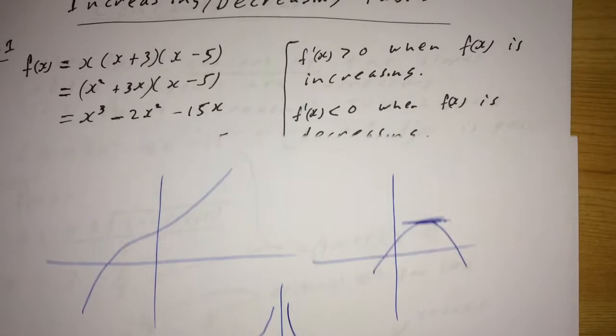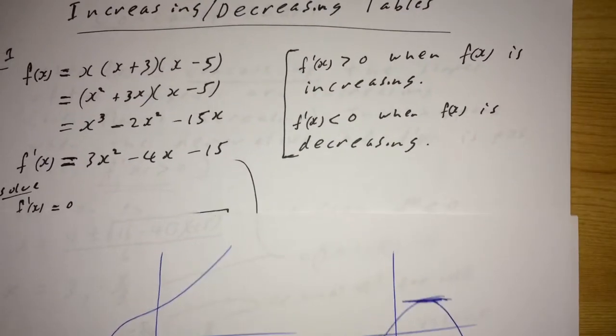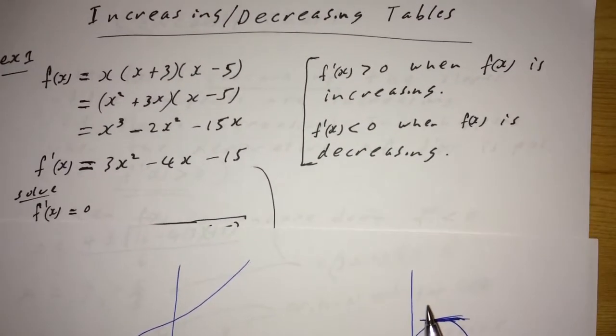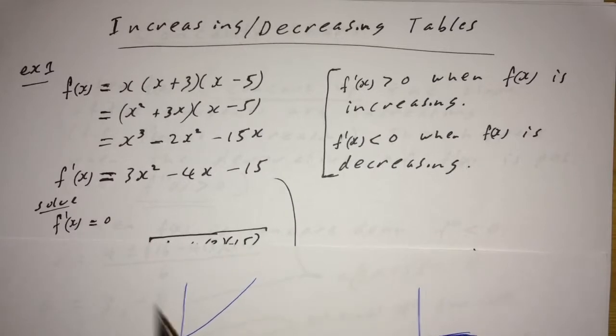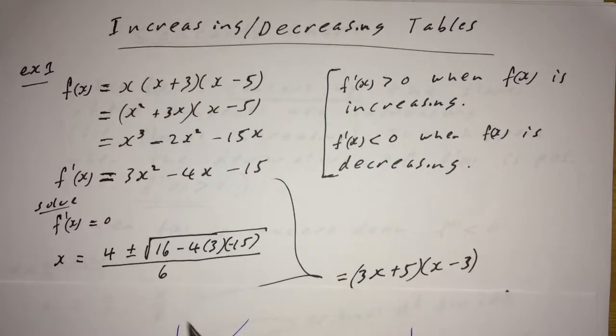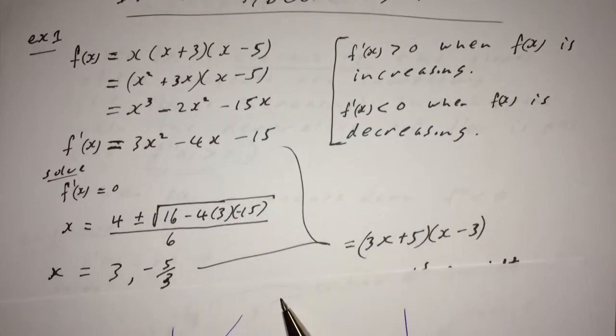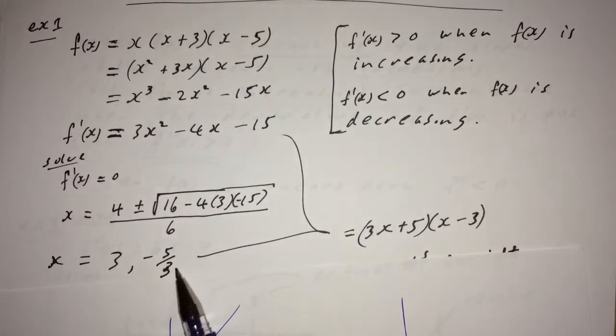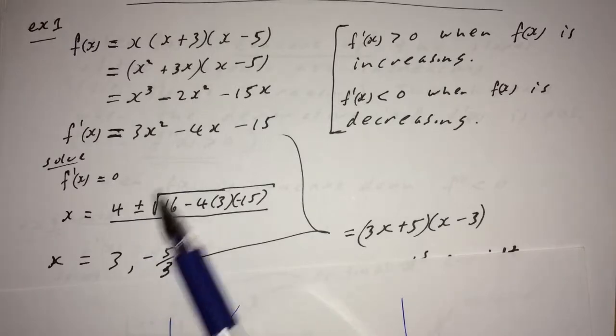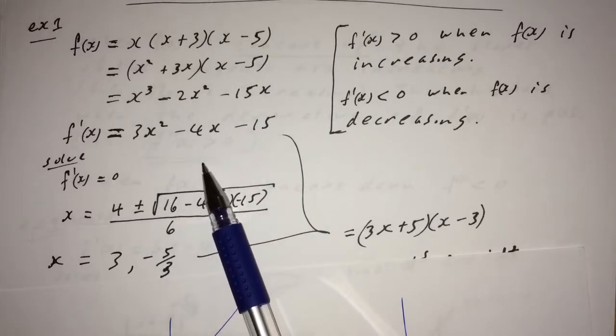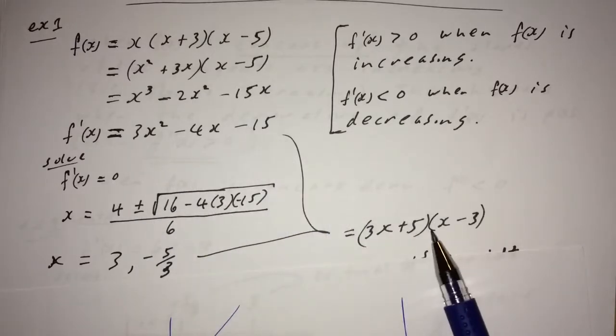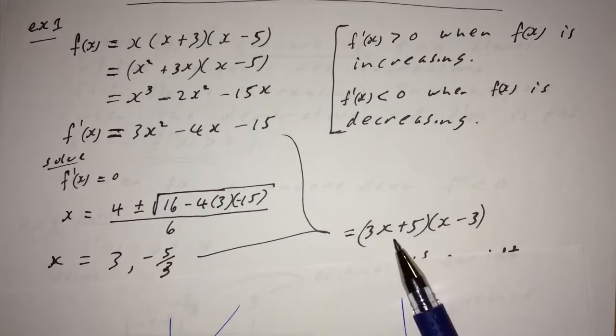And that would mean that basically you have a factor of x on the bottom. Okay, so in this example here, we've got f prime of x set to 0. We can do this in a couple of ways to get x equal to 3 and negative 5/3, by using the quadratic formula or by factoring. When you factor it, you get 3x plus 5 times x minus 3. And you can graph this cubic.